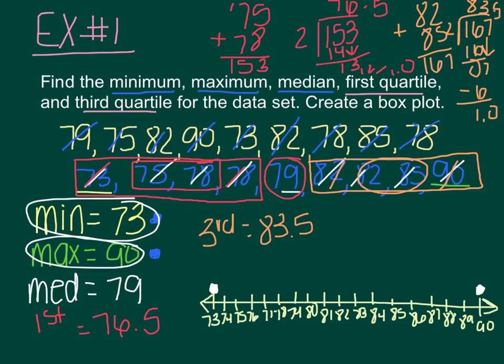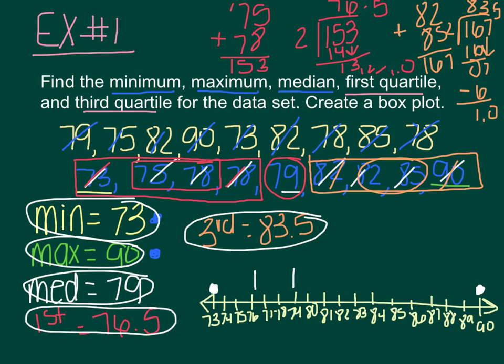Now I start to make the actual box. So I take the median, 79, and I put a line there, right above 79. I take the first quartile, 76 and 5/10, and I put my second line right there on the number line. And the third quartile, which is 83 and 5/10. So I put my third line. Now all I do to make my box is just connect those lines, and then we connect them to the minimum and maximum lines. And there is our box plot.